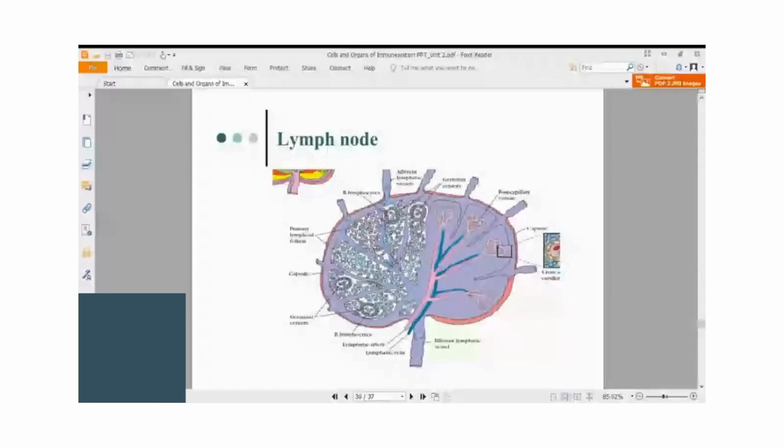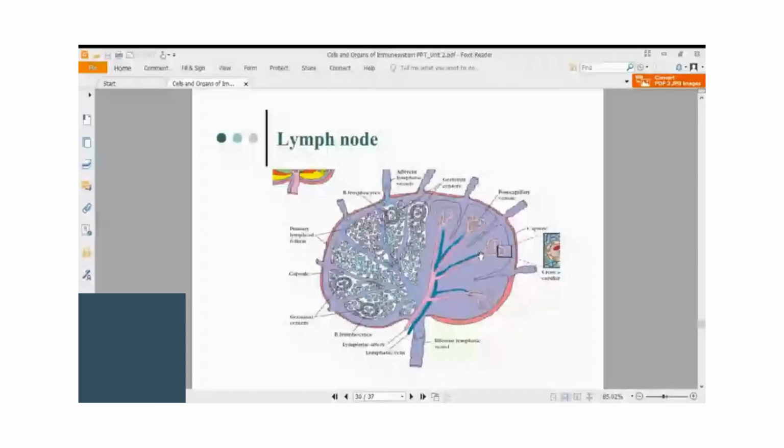And with the help of Th cells, T helper cells, they have undergone activation in the paracortex area. So that means in the paracortex area, the B cell activation with the T lymphocytes, that is T cell dependent B cell activation, takes place in the paracortex area.